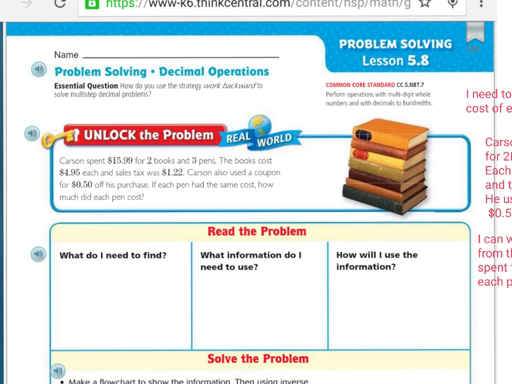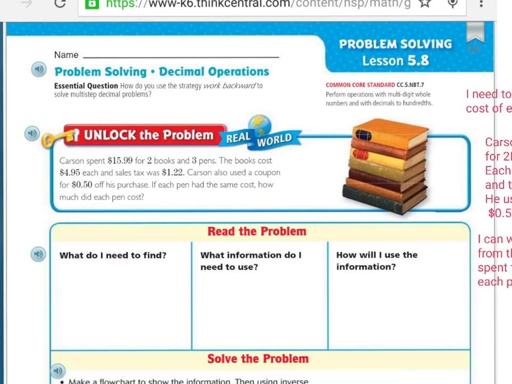So we're going to unlock the problem. Carson spent $15.99 for 2 books and 3 pens. The books cost $4.95 each, and the sales tax was $1.22. Carson also used a coupon for 50 cents off his purchase. If each pen had the same cost, how much did each pen cost?